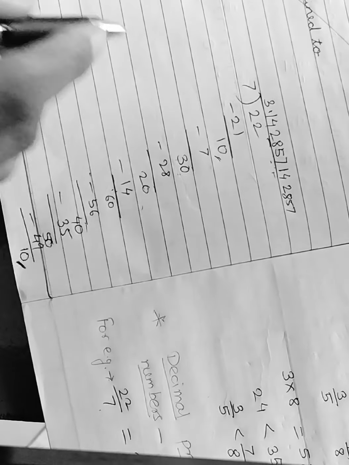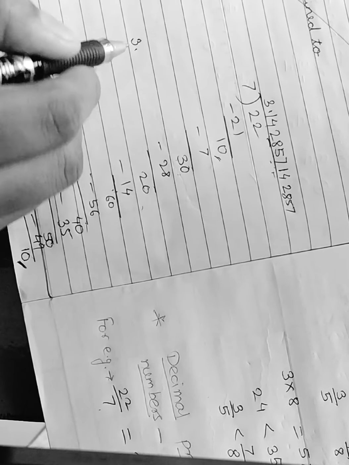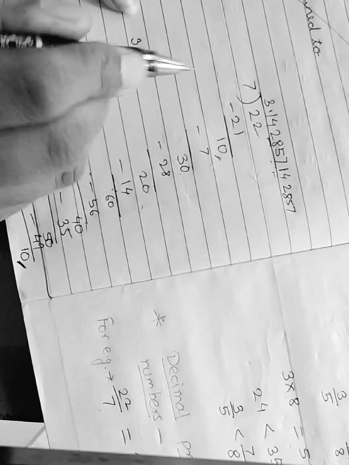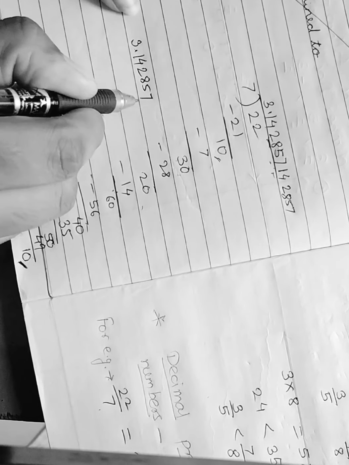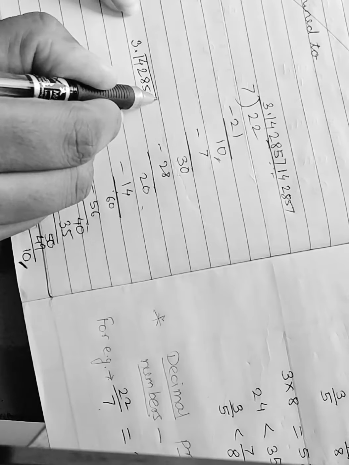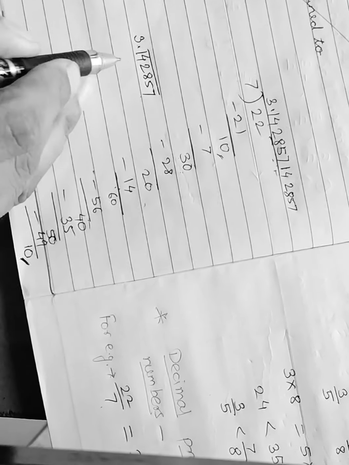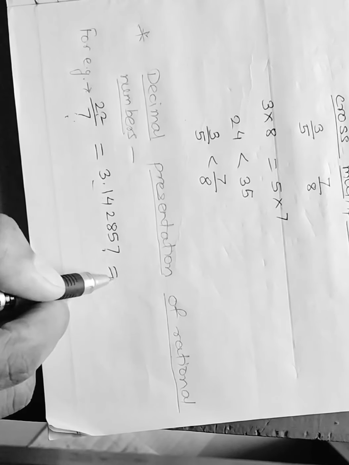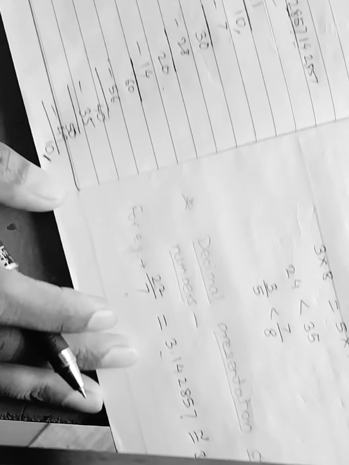So this one we can write in the form of recurring non-terminating decimal form. 3.14285. Now these digits are repeating, so you have to give a sign like this. These are the repeated digits. The decimal form of this rational number 22 upon 7 is this. Usually we will write this as 3.14 while solving the examples.